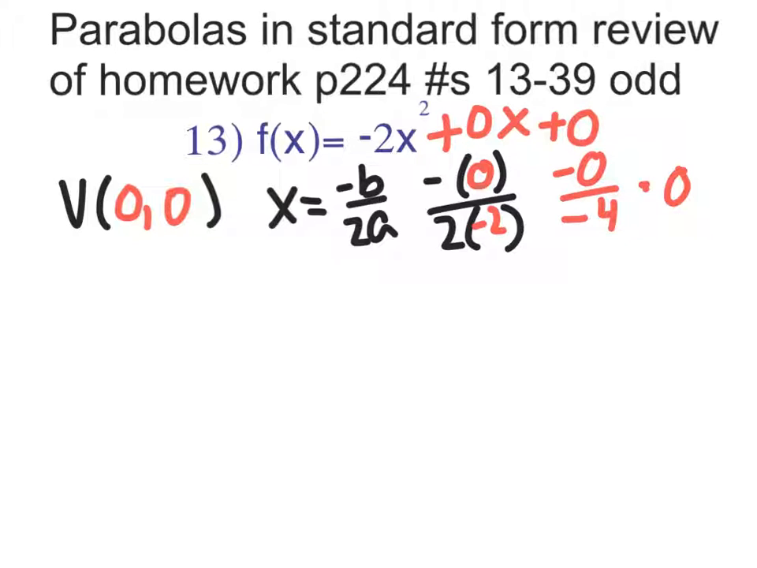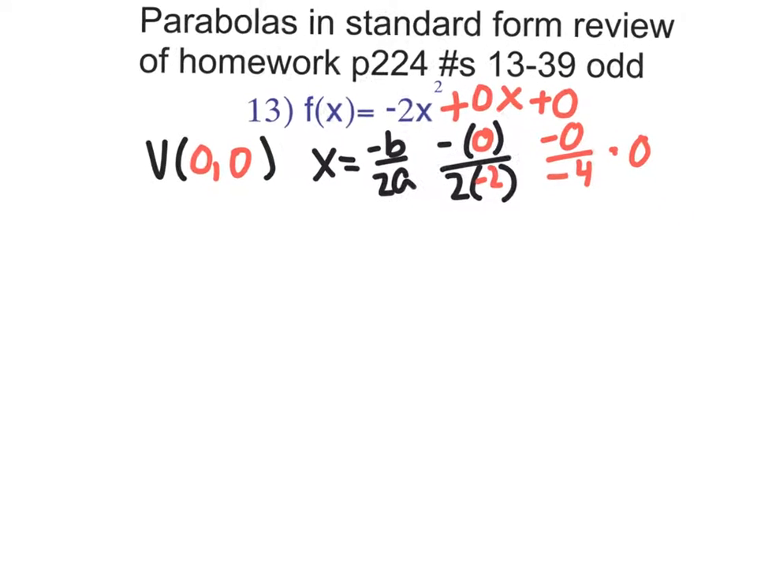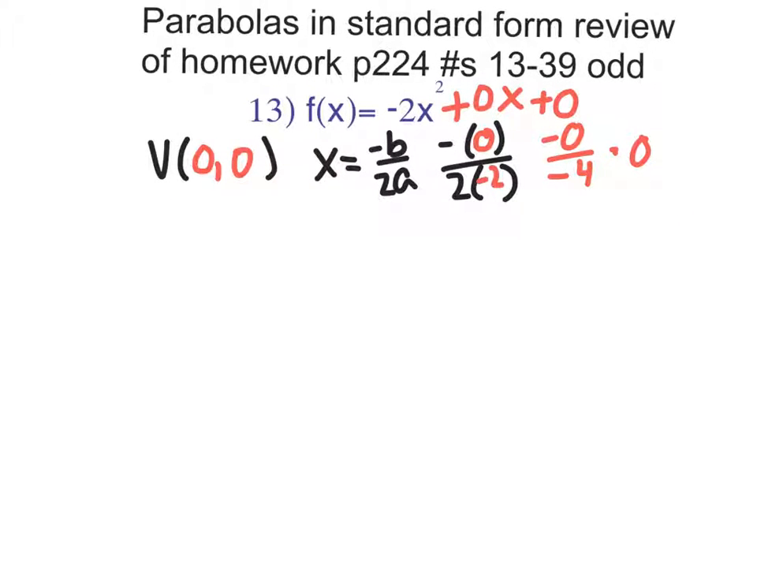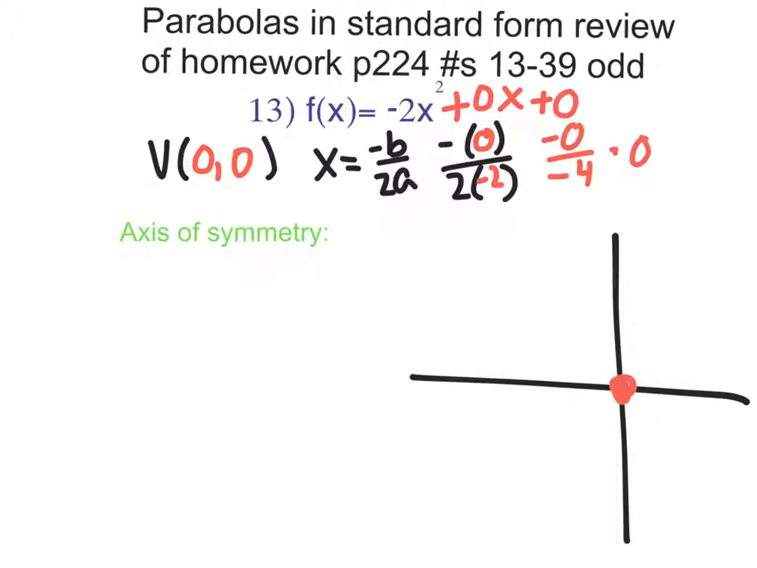Okay. And let's start a sketch here. So we're going to put a dot at 0, 0. Now, where's my axis of symmetry? So, what is our axis of symmetry? Remember, it's simply the equation x equals the x value of your vertex, which in this case is 0.